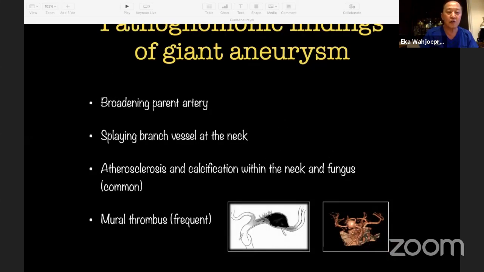Pathognomonic findings of giant aneurysm: there is always a broadening of the parent artery, splaying of branches in the neck, sclerosis and also calcification in the neck and in the body, and also mural thrombus, which we need to know before.